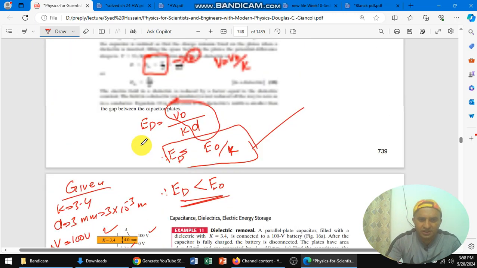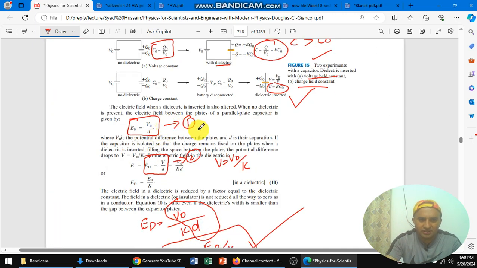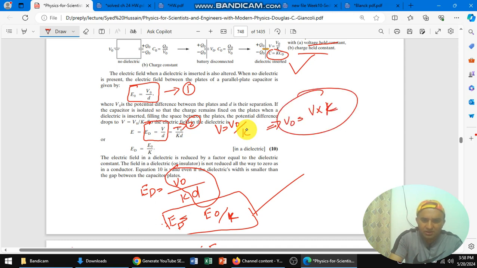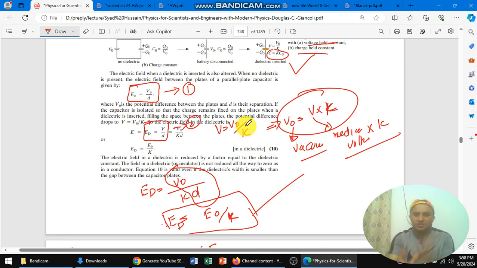In the previous lesson we already discussed that the voltage V is equal to V naught over K. So we can say that V naught is equal to V multiplied by K. With the vacuum, with free space, the voltage is the medium voltage multiplied by the K factor. So that's why we have to multiply by 3.4 to get the new modified voltage. Okay, thank you.